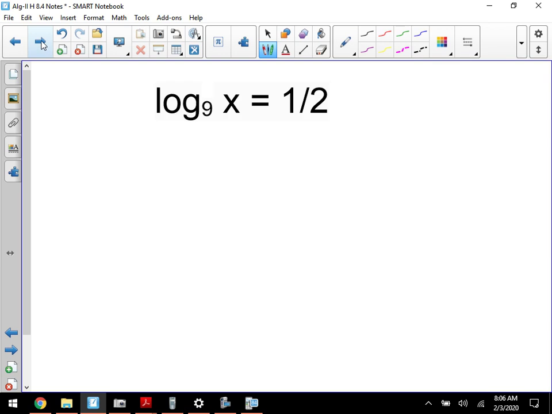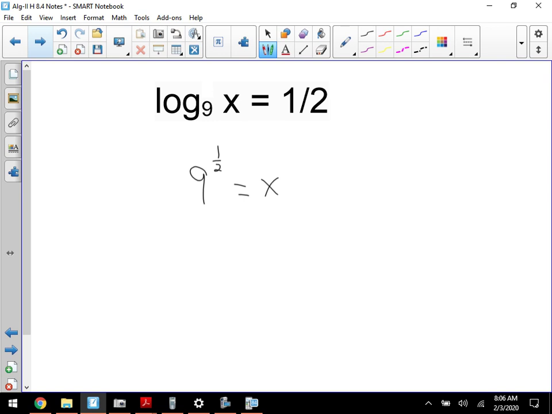We need to do more words. We'll get to this. We're going to be asking the question, what's x? So go through it. This says log base 9 of what is 1/2. That means 9 to what? 9 to the 1/2 power is 3. So what we do here is use the equivalent statements of logarithms to know that this is 9 to the 1/2 power to equal x.